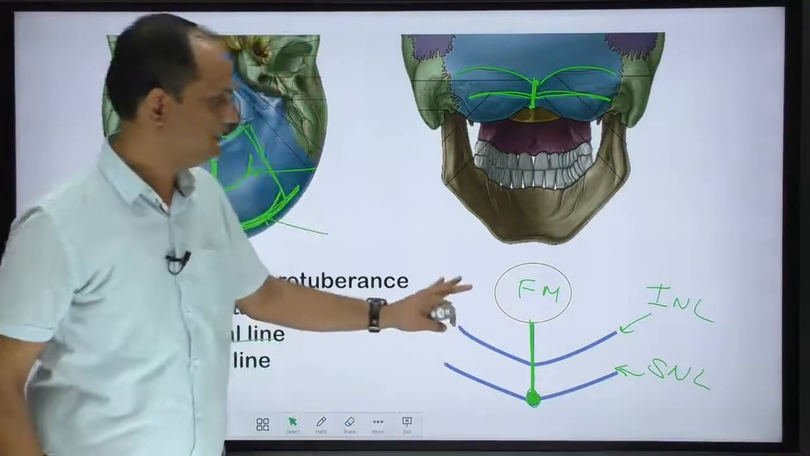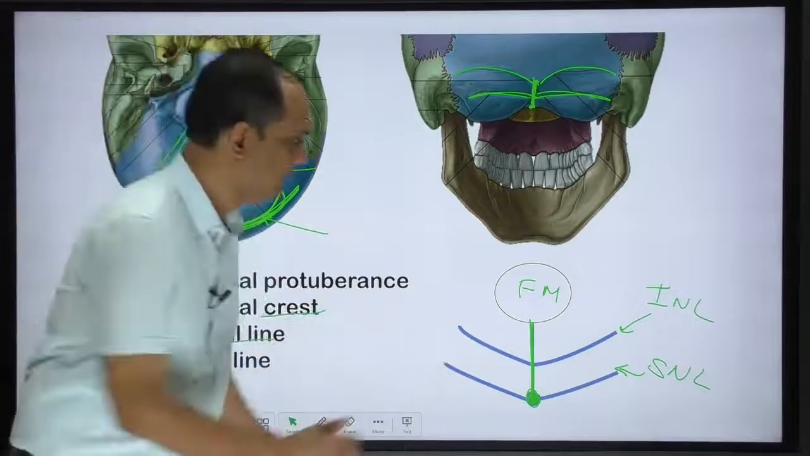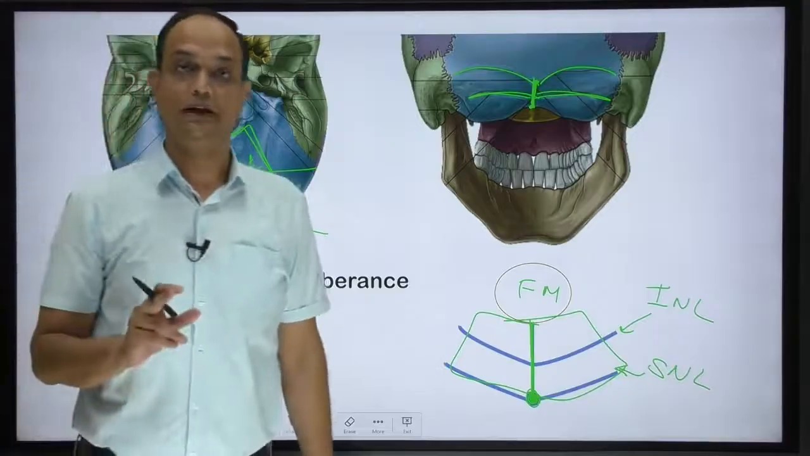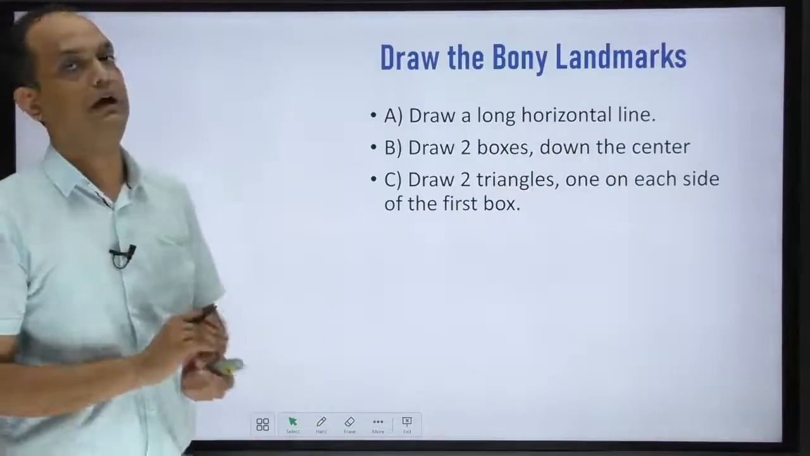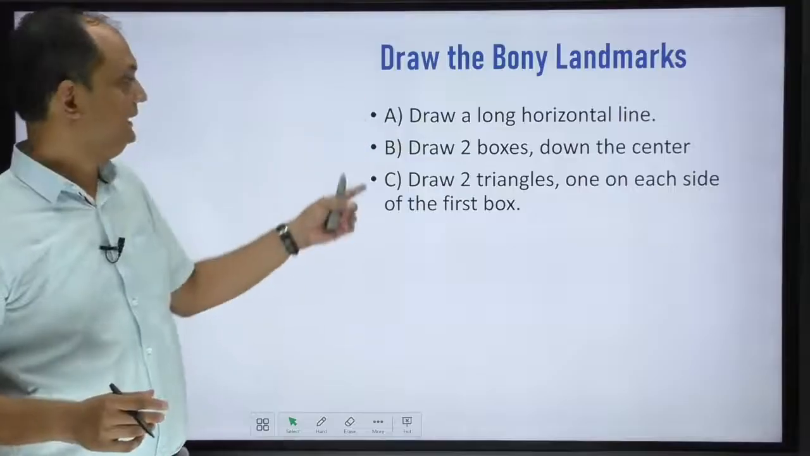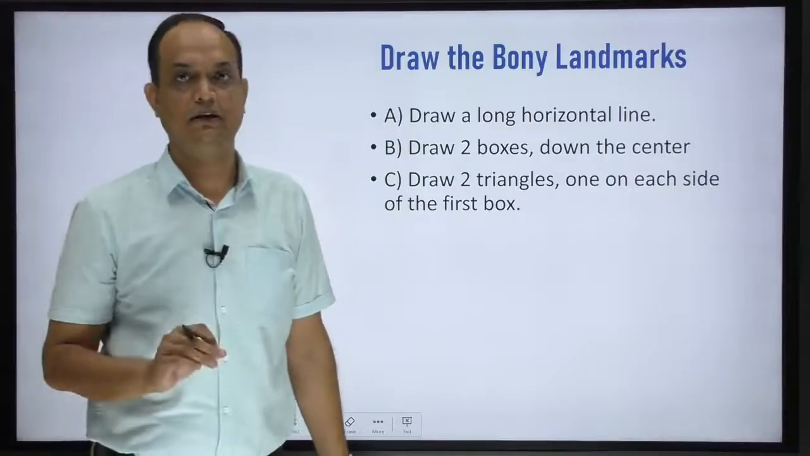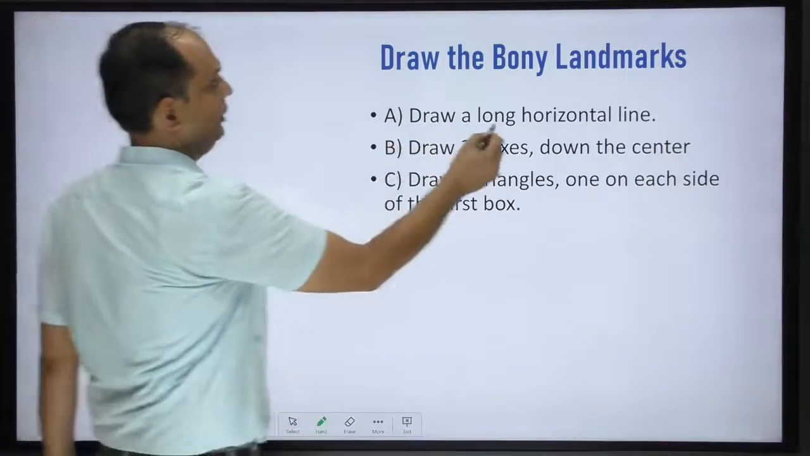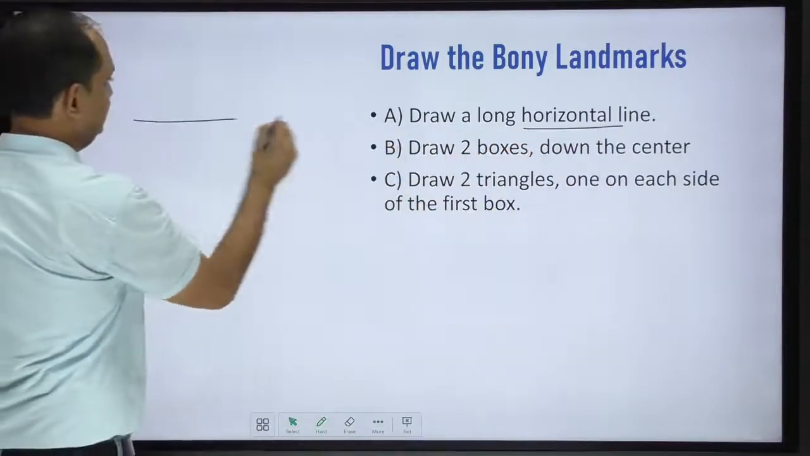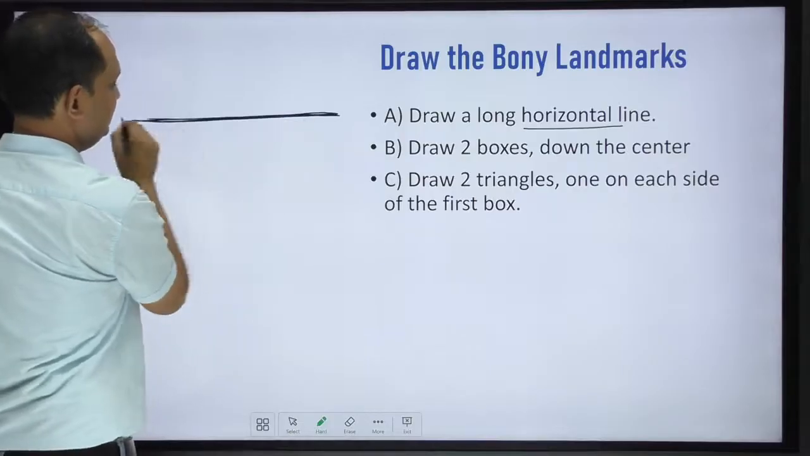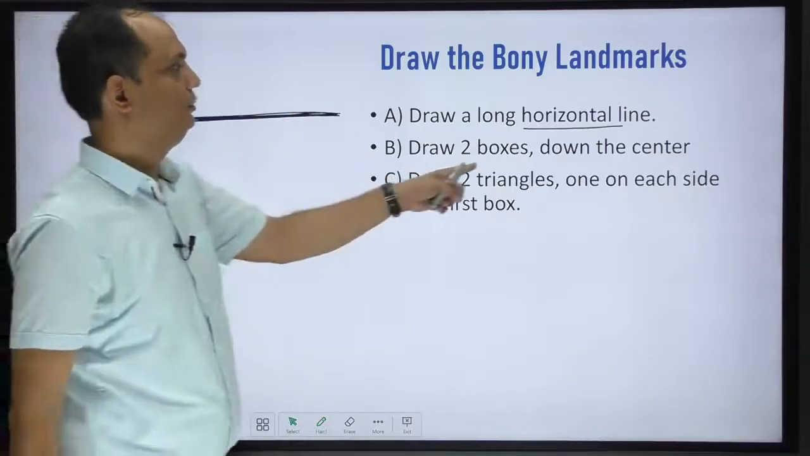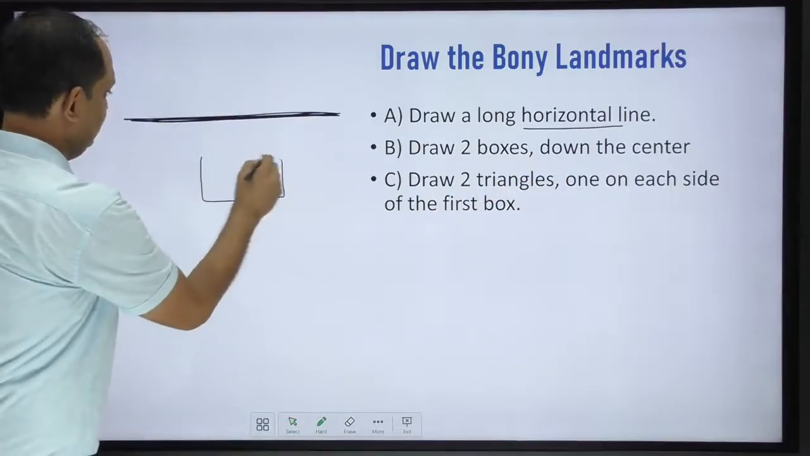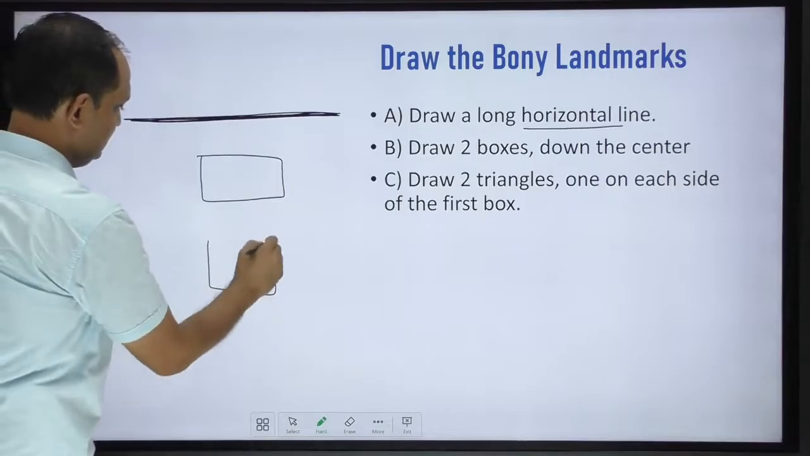Okay, so first you have to keep this part in your mind, where we are going to see the suboccipital triangle. Now how to draw? There are three steps to keep this in mind. It is very easy to draw. First is your horizontal line. So I first draw the horizontal line. Then you have to draw two boxes down the center. This is the one box, this is the other box.